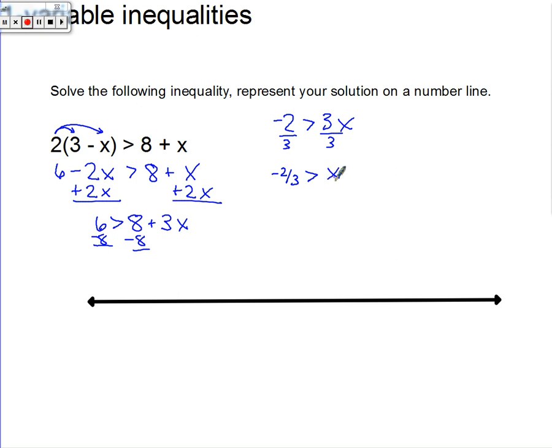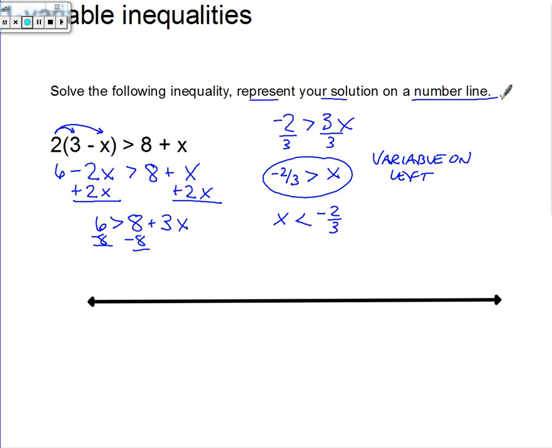Now that's hard to graph. Typically what I say is have your variable on the left side. So if we're going to flip the variable, we just have to flip everything in the statement. So x goes to the left, the symbol flips, okay, and then the negative 2/3. It says represent your solution on a number line. All right, so we're trying to graph x is less than negative 2/3.